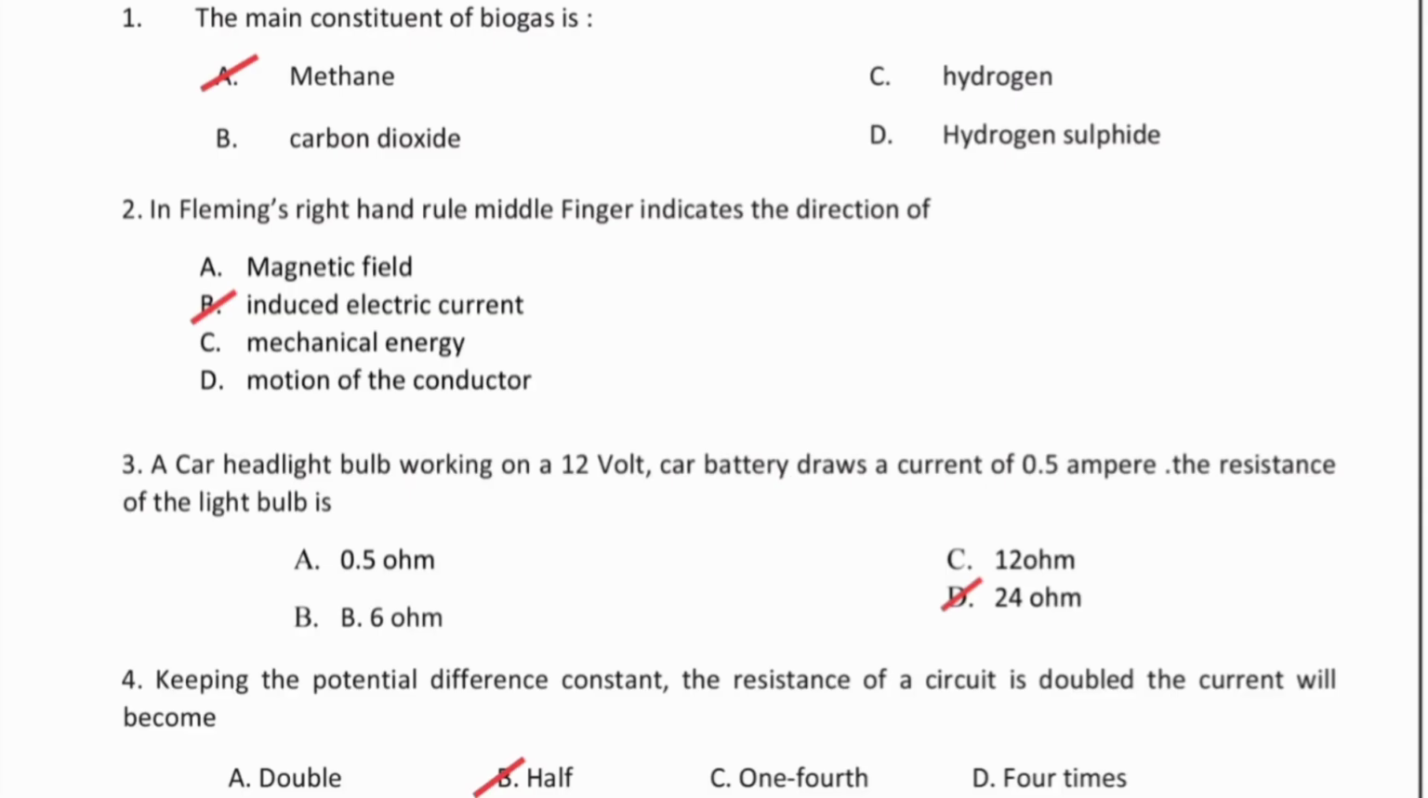Next question. The main constituent of biogas is methane.